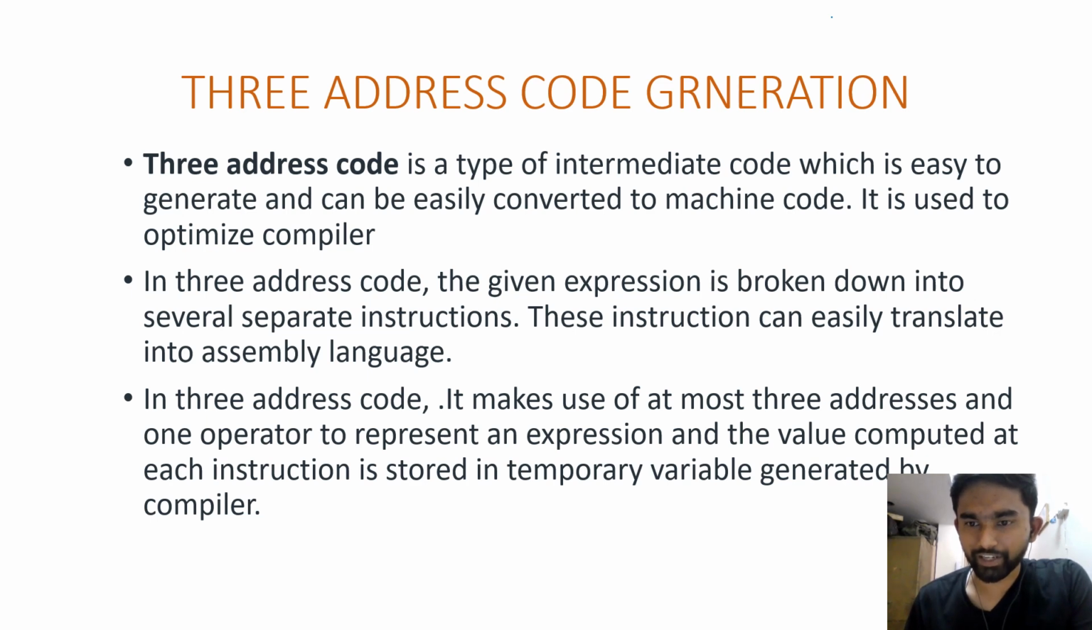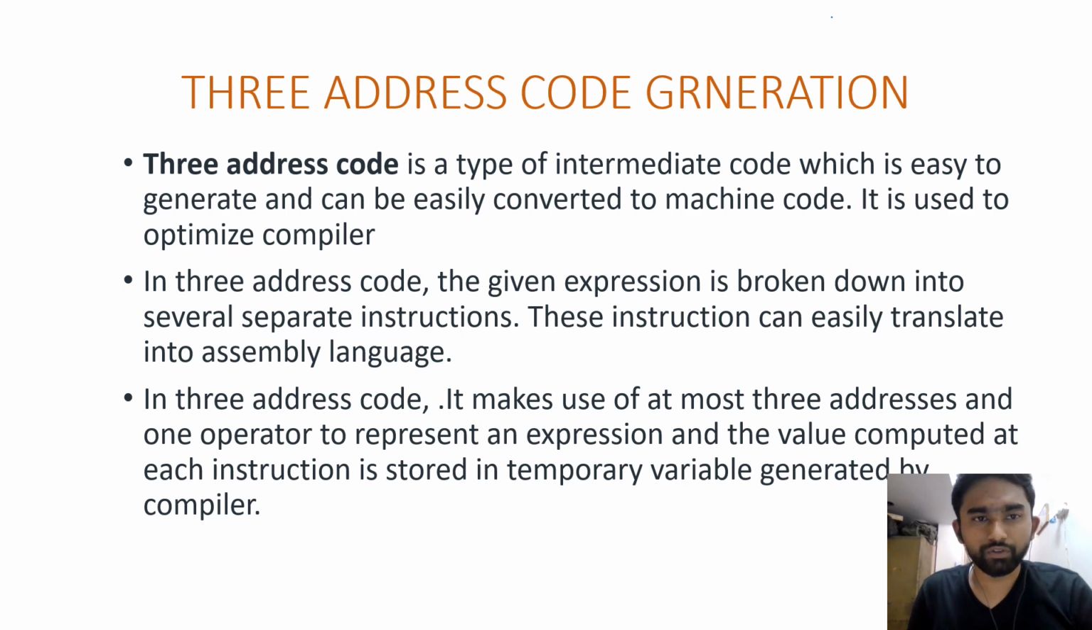Hello, my name is Adarsh and today we are going to learn 3 address code generation. 3 address code is a type of intermediate code which is easy to generate and can be easily converted to machine code. So we need to understand first, intermediate code is generated from source code and the compiler uses that intermediate code to generate machine code, which is also said to be target code. So in this way, source code is converted to machine code.